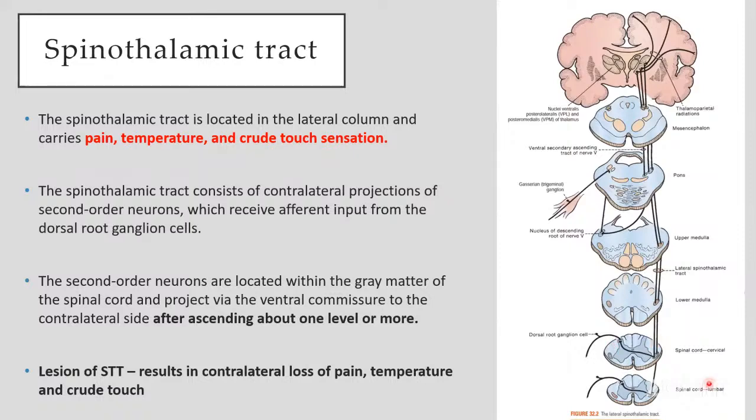As you can see, the fibers join at either the same level or one or two spinal cord segments, and then they cross over upwards to the ascending tracts.